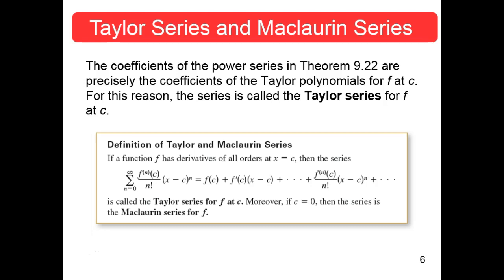Okay? Here's the definition of the Taylor and the Maclaurin series. If a function f has derivatives of all orders at x equals c, then the series, the summation n equals 0 to infinity of f sub n at c divided by n factorial times x minus c to the nth power, is equal to f of c plus f prime of c times x minus c plus f double prime over 2 factorial, and so on, up to the nth derivative of f at c divided by n factorial times x minus c to the nth power.